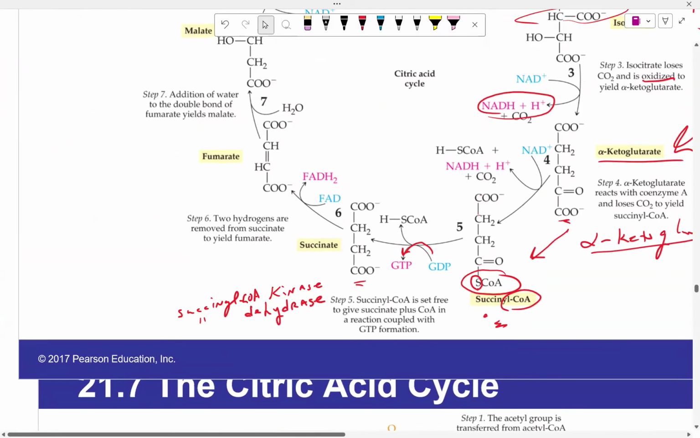Okay, so now we're moving on here. We're down to 4 carbons now. Okay, now let's look at these 2 molecules here, the fumarate and the succinate. Okay, the fumarate has got a double bond right here.